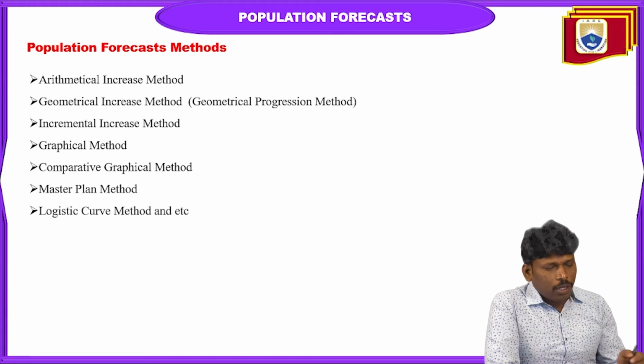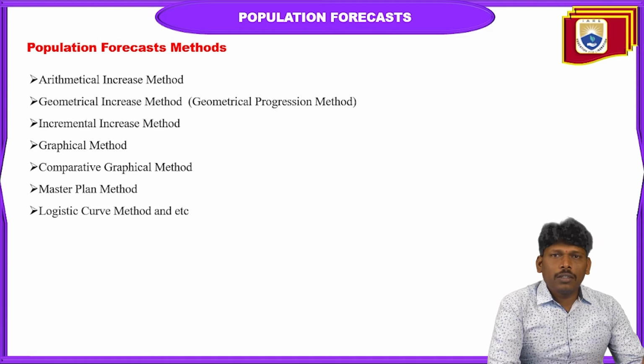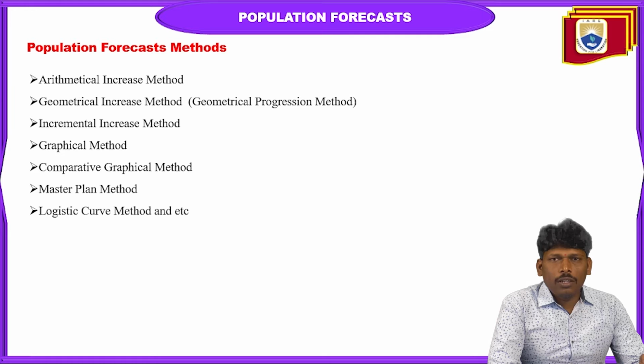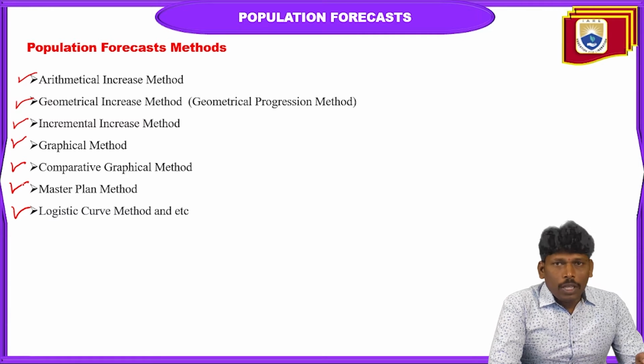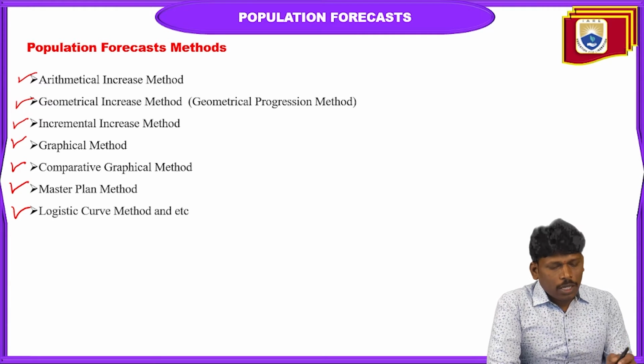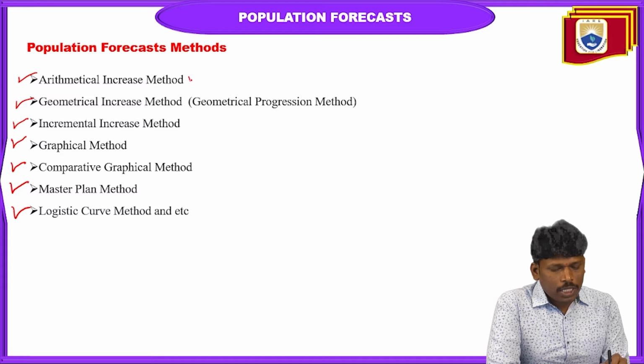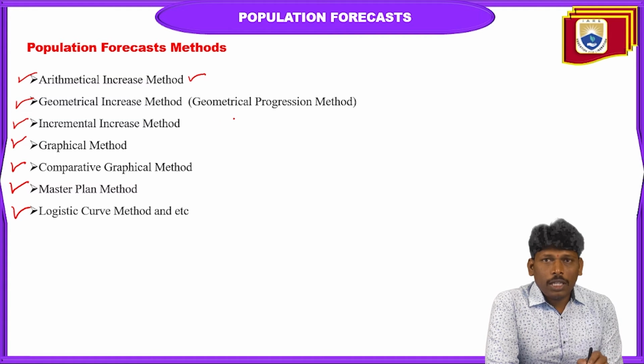So these are the various methods for predicting the population for the future. The first is the arithmetical increase method, then the geometrical increase method, incremental increase method, graphical method, and comparative graphical method, then master plan method, and logistic curve method. Out of these methods, yesterday in the last lecture we discussed the geometrical increase method.